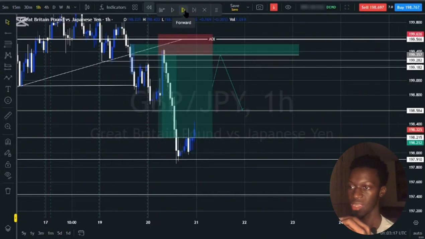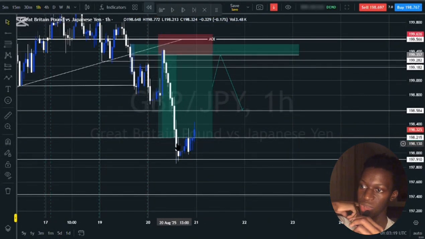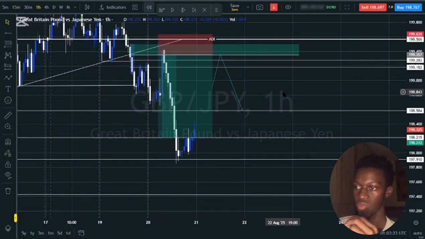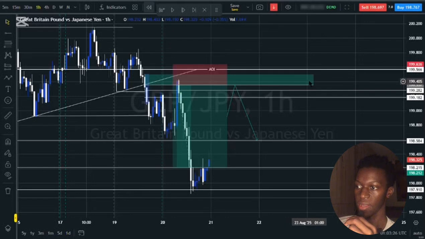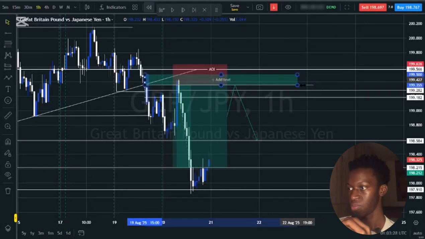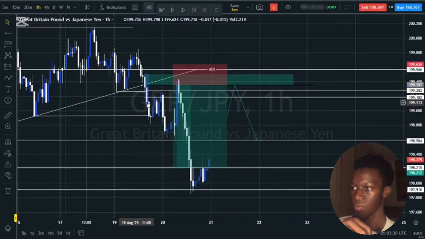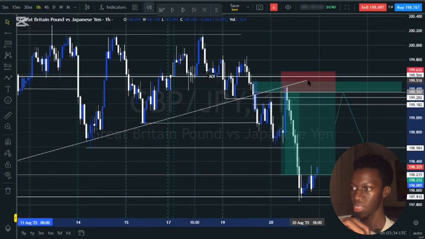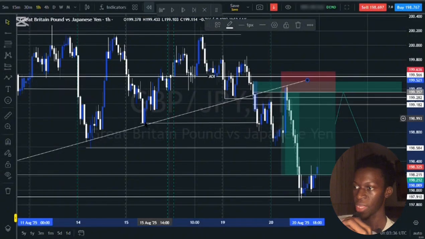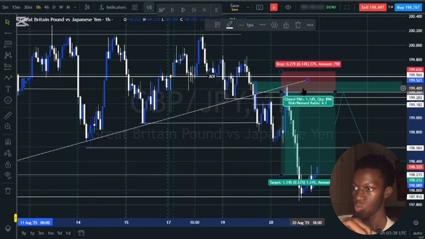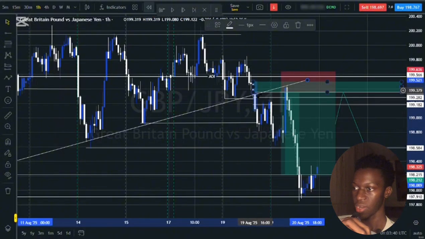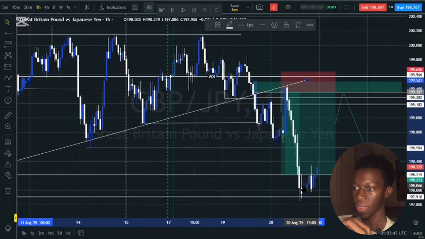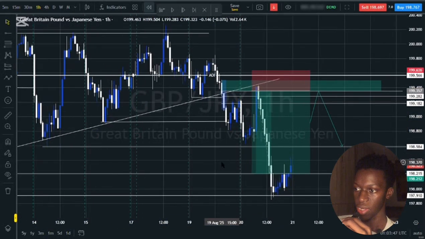So that's the strategy. That's the market I took. It went exactly like it was a sniper entry. It went exactly to my take profit, and it was about how many points? This is a 1 hour time frame, and you can just imagine all these points that were there. That was more than 100 points, about 150 points that we caught on this trade.